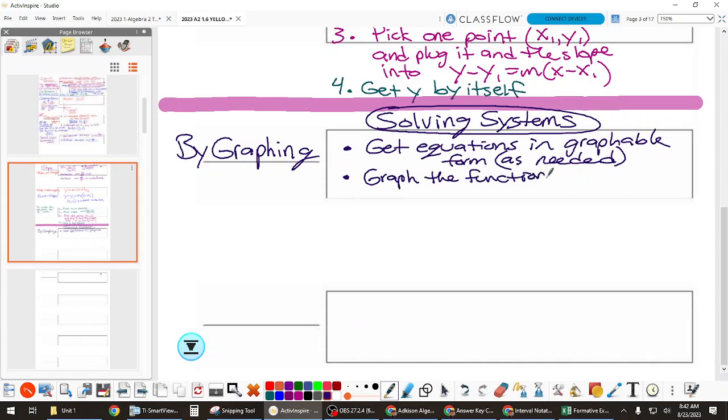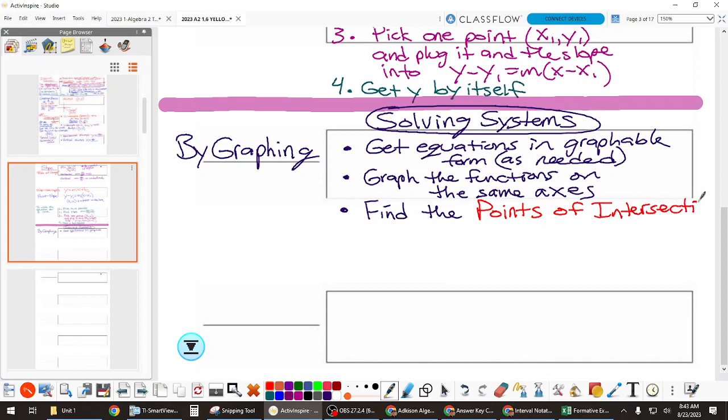Graph the functions on the same axes. Obviously, you need to see them in the same place, otherwise you won't see where they cross. Okay. I'm going to write this in a different color, so if you're not taking colorful notes, maybe underline this. So find the points of intersection. They are the solutions.